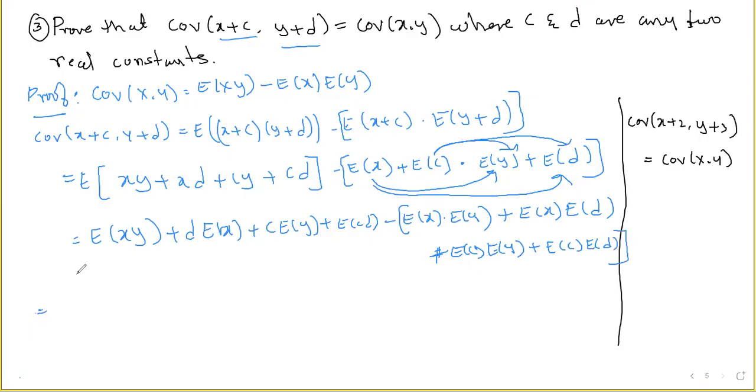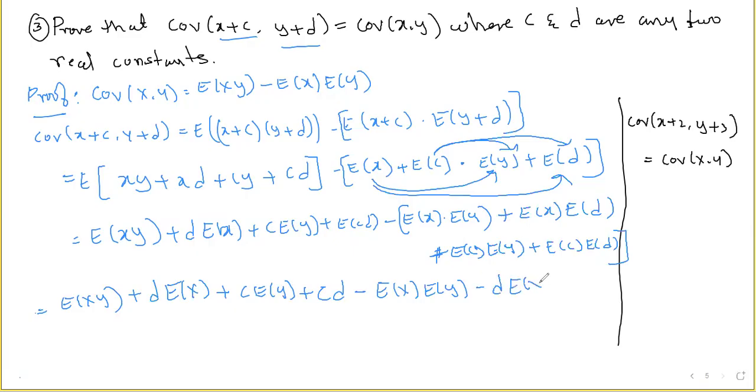Now expected value of xy plus d times expected value of x plus c times expected value of y. c and d are constants, right? So here c and d are any two real constants, and the expectation of any constant is nothing but the constant itself. So here c into d. Now minus expected value of x, expected value of y. Why? Because this minus will multiply inside. Now minus d into expected value of x, y.